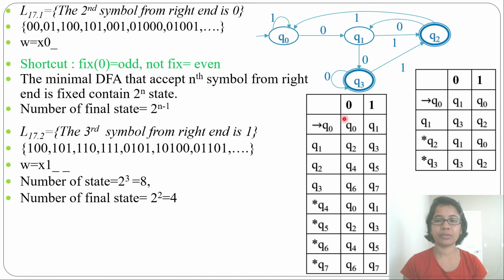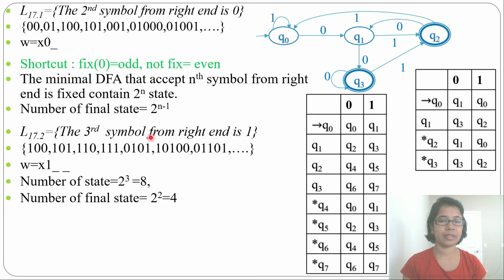So now from Q0 by 0 it will go to Q0, by 1 it will go to Q1. From Q1 by 0, Q2, by 1 it will go to Q3. From Q2 by 0, Q4, by 1 it will go to Q5. From Q3 by 0 it will go to Q6, and by 1 it will go to Q7. And Q4, Q5, Q6, Q7 are the final states. Again from Q4 by 0, Q0, by 1, Q1. Q5 by 0, Q2, by 1 it will go to Q3. Q6 by 0, Q4, and by 1 it will go to Q5. Q7 by 0 it will go to Q6, and by 1 it will go to Q7.